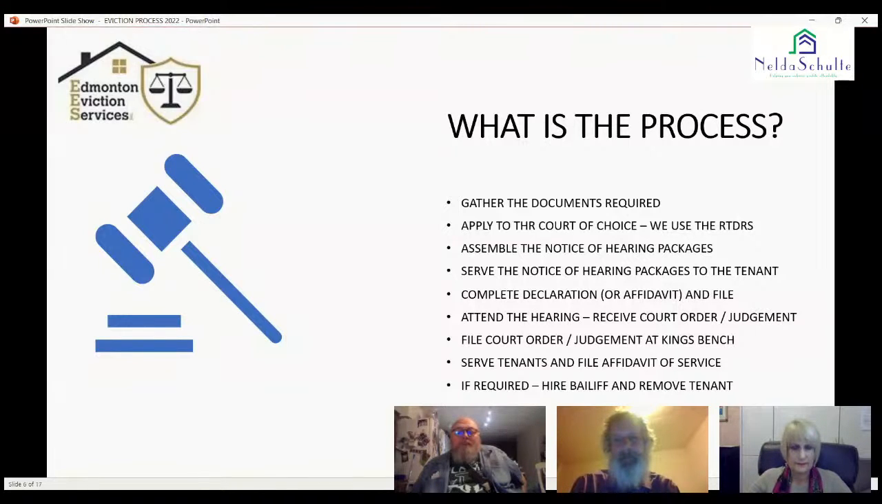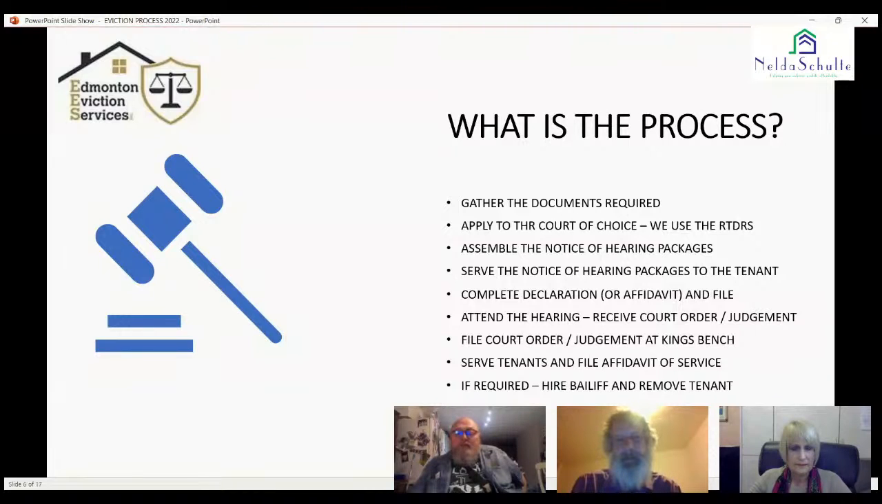You've got to put together the package that you're going to serve to them, and you serve the notice to them. Afterwards, you've got to prove to the court that you did that, so you complete a declaration and file. If it's in the upper 2 courts, you've got to do an affidavit rather than a declaration. You attend the hearing, and they give the court order and the judgment. You file it, and then you serve the tenants with the filed copy, the official copy. And then if they don't leave, you've got to hire a bailiff.